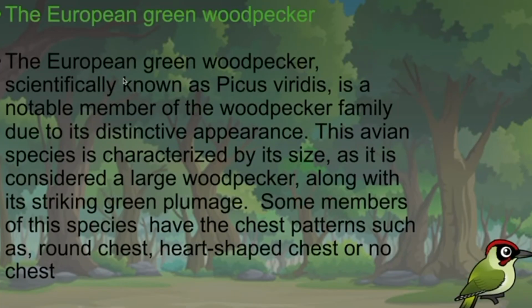The European green woodpecker, scientifically known as Picus viridis, is a notable member of the woodpecker family due to its distinctive appearance. This avian species is characterized by its size, as it's considered a large woodpecker, along with its striking green plumage. Some members of the species have a chest pattern such as a round chest, a heart-shaped chest, or no chest pattern.